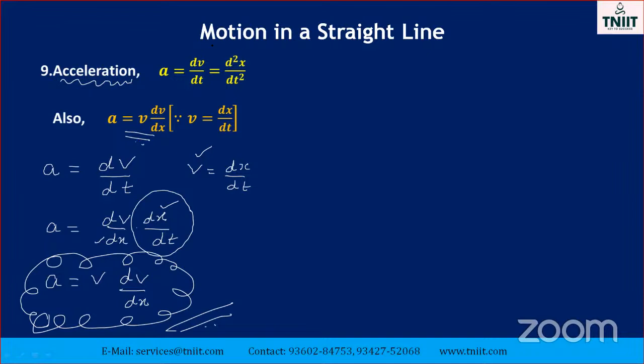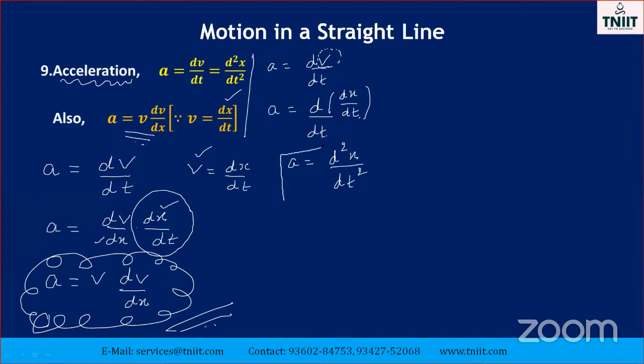And no doubt, this is also very simple, right? Because a is nothing but dv by dt. Now I can substitute only for v, right? V can be taken as dx by dt. So d by dt of dx by dt, a will become d squared x by dt squared. So acceleration is nothing but d squared x by dt squared. This is another form of the acceleration.